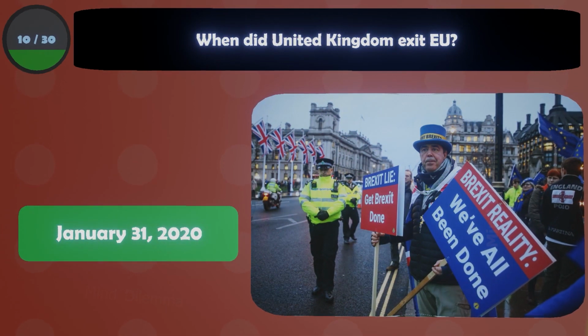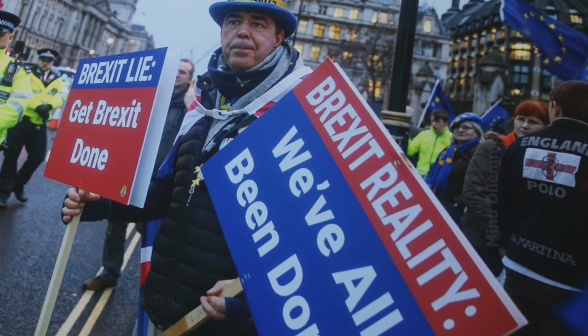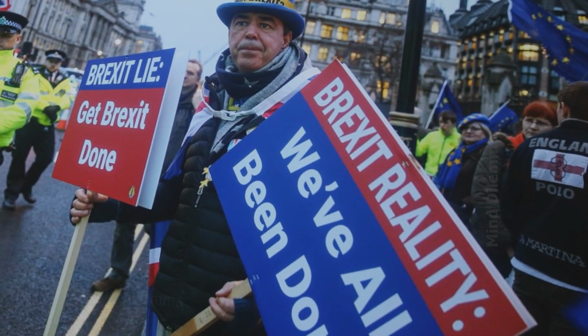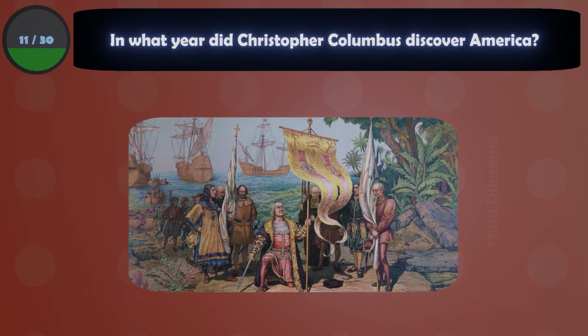The United Kingdom officially exited the European Union on January 31st, 2020. This event is commonly referred to as Brexit. In what year did Christopher Columbus discover America?